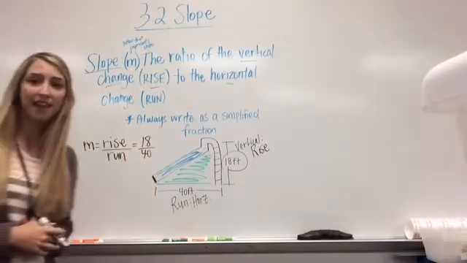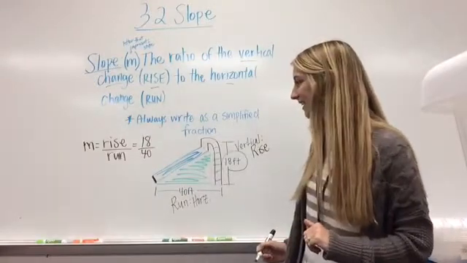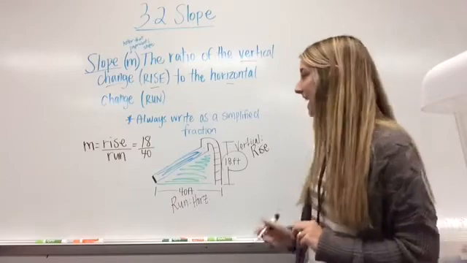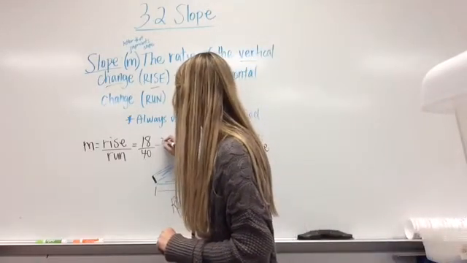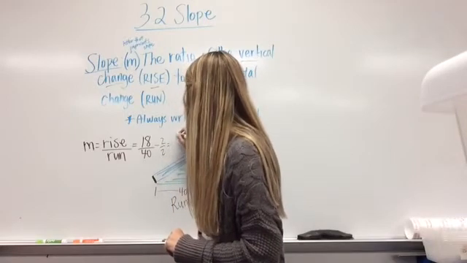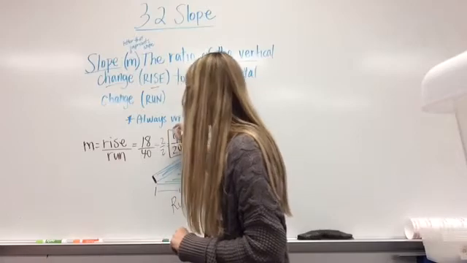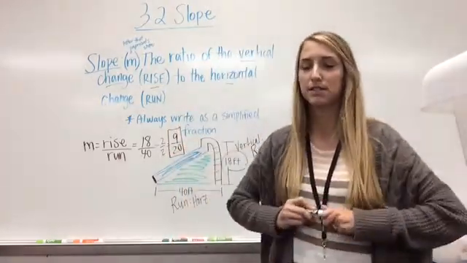Could we simplify that any more? 18 over 40. Yes, we can divide by 2. So I'm just going to demonstrate this. So we get 9 over 20. So our slope, that's all you need to write, is 9 over 20. M equals 9 over 20.